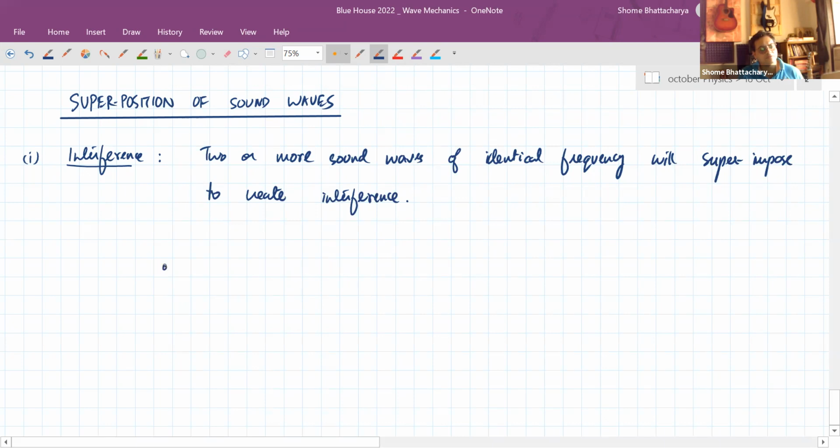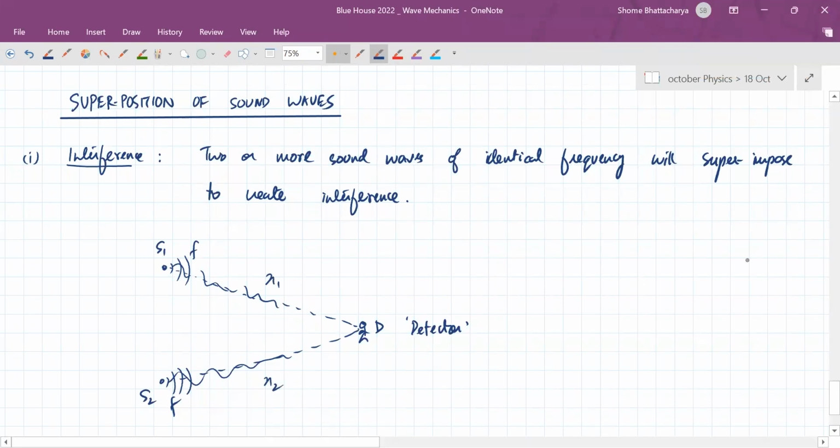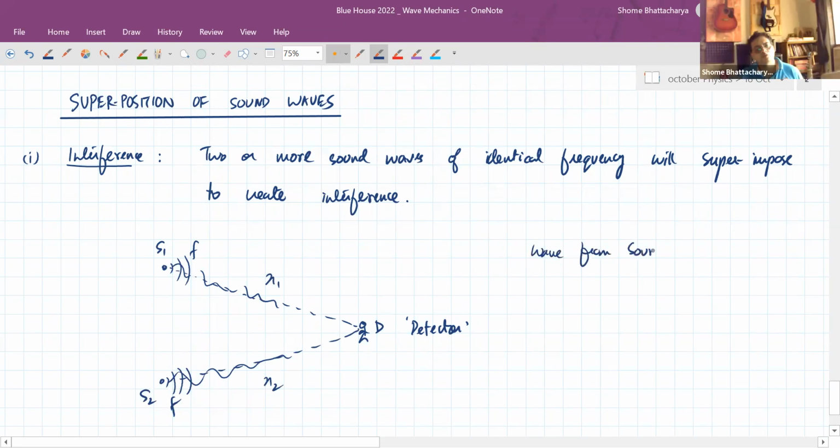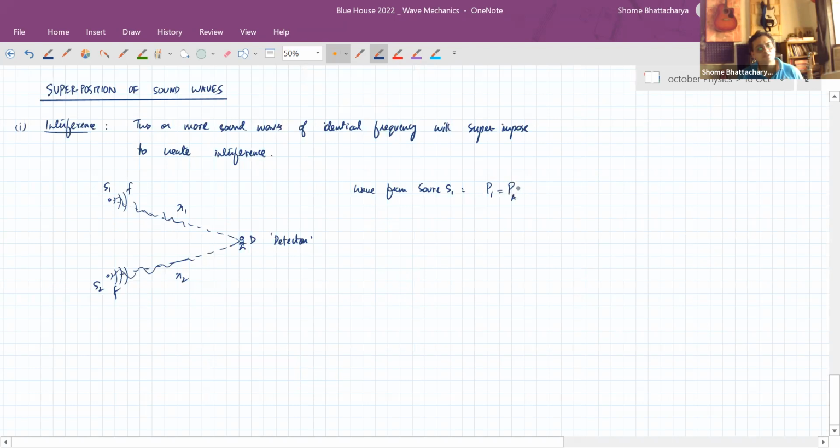So it could be a situation like this: we have a point source of sound S1, which is at frequency f, and another point source of sound S2, which is at the same frequency f. They are creating waves, and there is a detector or a listener somewhere here. Then a particular one-dimensional sound wave will be reaching him from S1 and S2 respectively. You can visualize the variation in pressure reaching him like this. If this has traveled a distance x1 and this has traveled a distance x2, then the wave from source S1, which we denote by a pressure variation P1, is equal to some amplitude, let's say PA, into sin(omega t minus kx1).